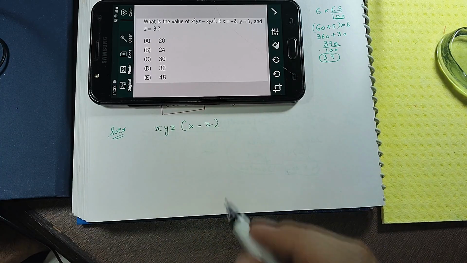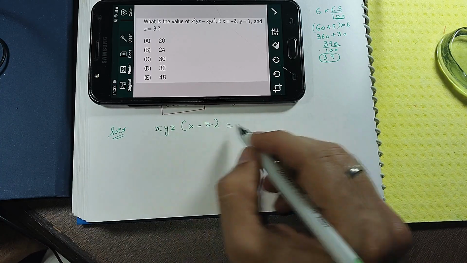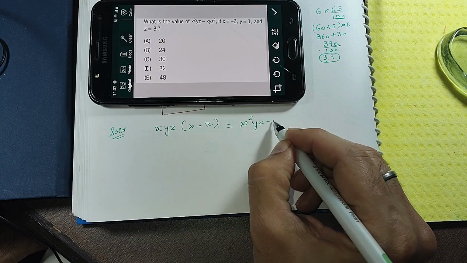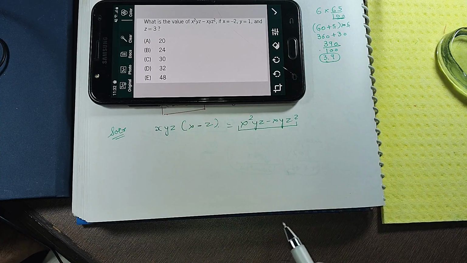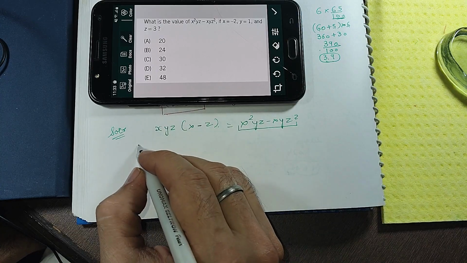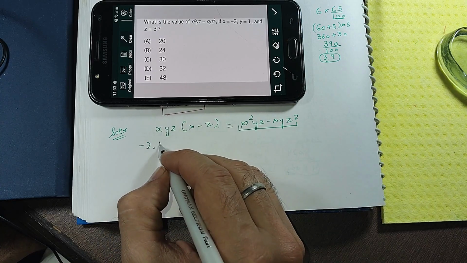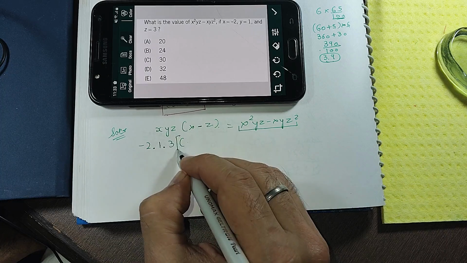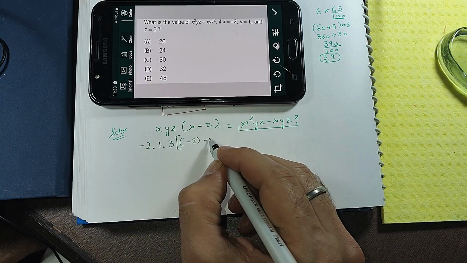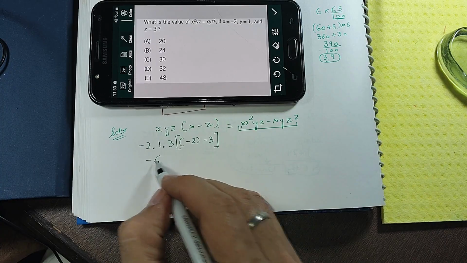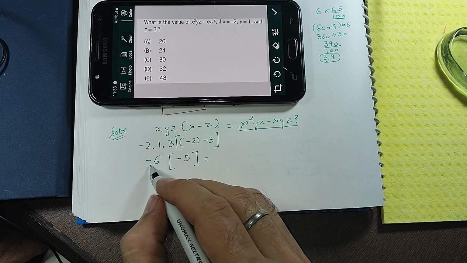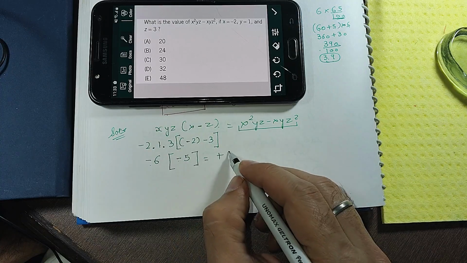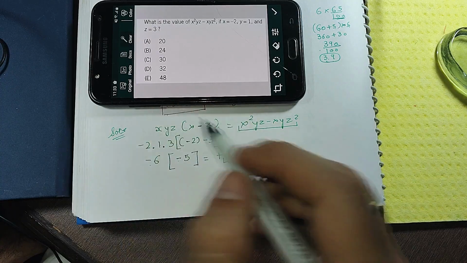So this is the expression. If you open this expression, it will be x square yz minus xyz square, which is the same as the expression given in the question. So putting the values, x equal to minus 2, y 1, z 3, and inside it will be minus 2 minus 3. So this will be minus 6, and minus 2 minus 3 is minus 5. Fine. So minus and minus will get plus. 6 into 5 is 30. So your option will be option number C.